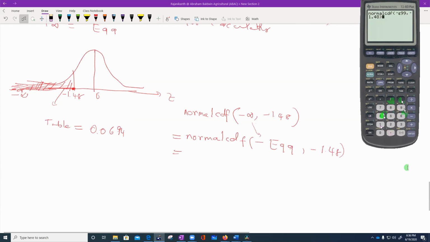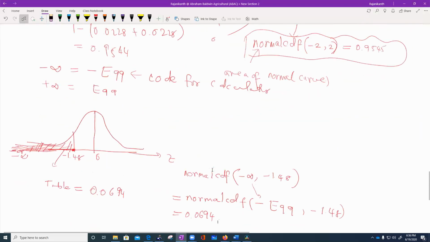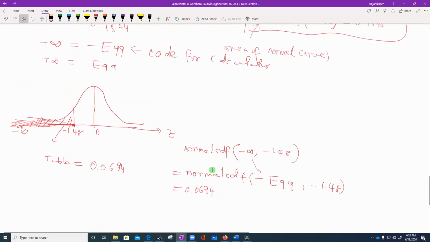This will give you the left area to negative 1.48. Are you getting close answer to the one we got from the table? Yes or no? So you got very close answer, right? Yes. Good. That's it. Now you just listen, watch my videos and make sure that you understand first the section. Now I'm going to the problem, okay?